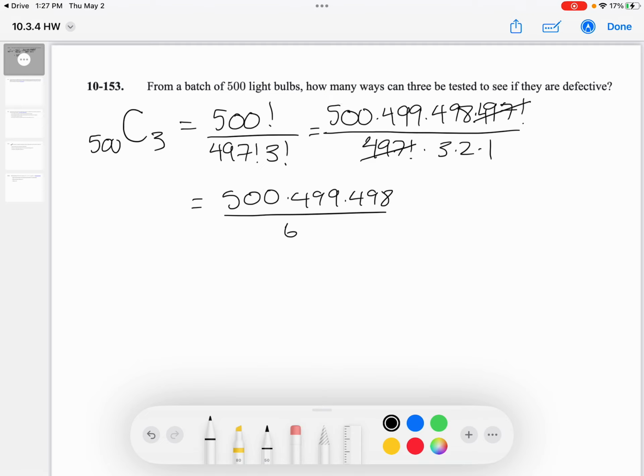And on my calculator, I'm wondering, okay, can I simplify this at all? And it turns out that 498 divided by 6 is 83. So if I multiply 500 times 499 times 83, I get a very big number of 20,708,500. That is a lot of ways I could choose 3 light bulbs from 500.